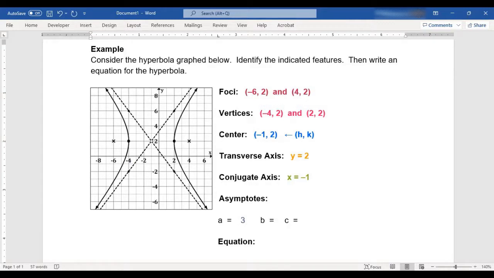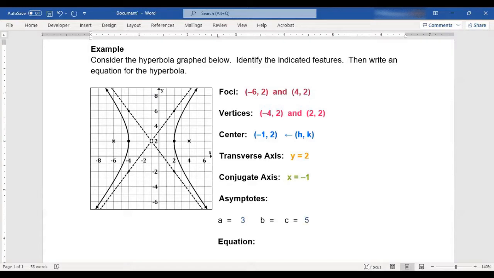I haven't stated it, but I have been paying careful attention to the scale on the x and y axis. In this case, each line represents 1 unit, but sometimes the scales may be different on the x and the y axis, so just be mindful of that when you're doing your counting. And c is the distance from a focus to the center. So 1, 2, 3, 4, 5.